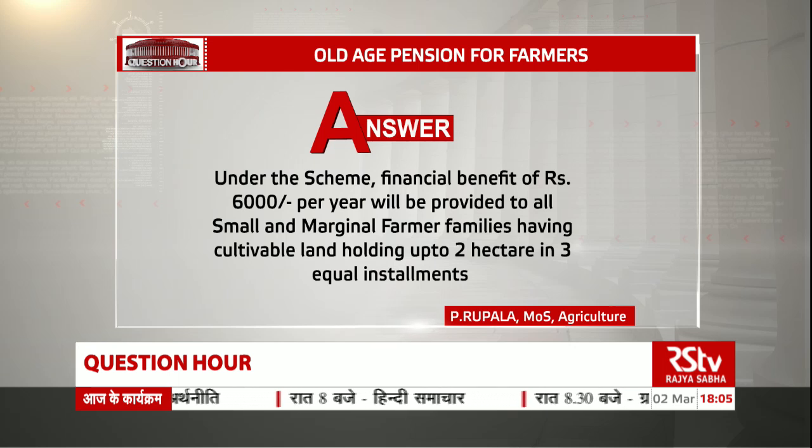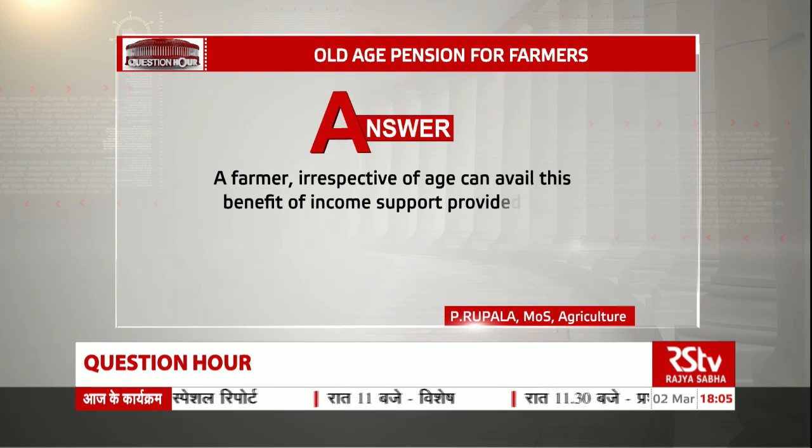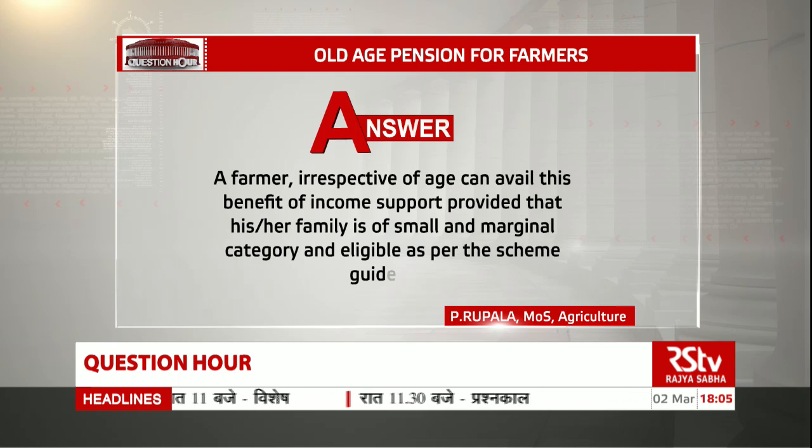Now, the definition under this scheme of a small and marginal landholder farmer family is comprising of husband, wife and minor children who collectively own cultivable land up to 2 hectares as per the land records of the concerned state or the union territory. Therefore, a farmer, irrespective of age, can avail of this benefit of income support provided that his or her family is of small and marginal category and eligible for this scheme as per the guidelines of the scheme.